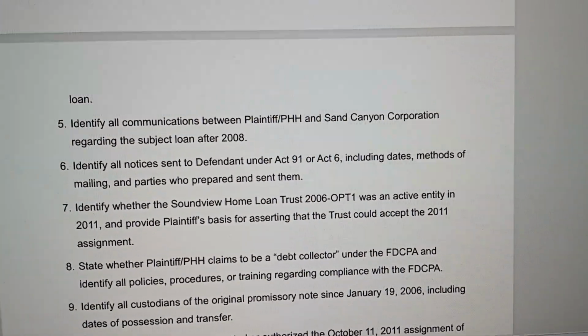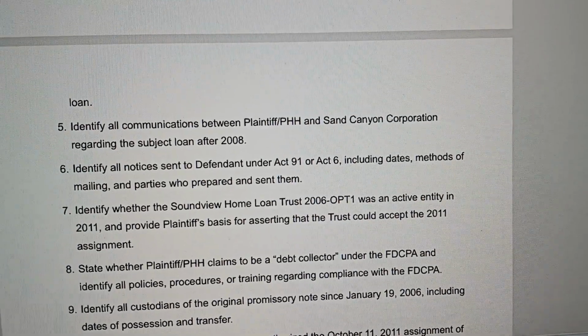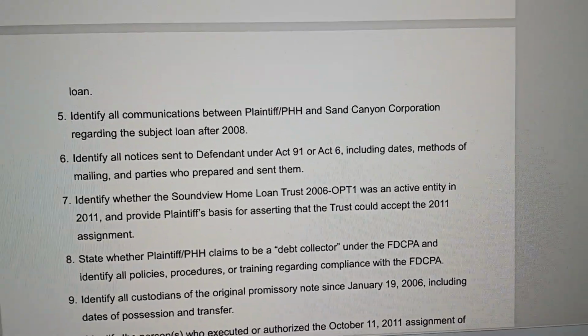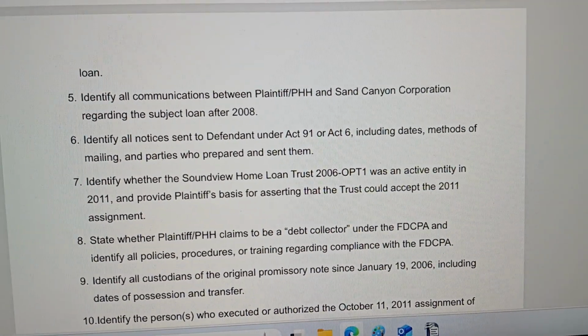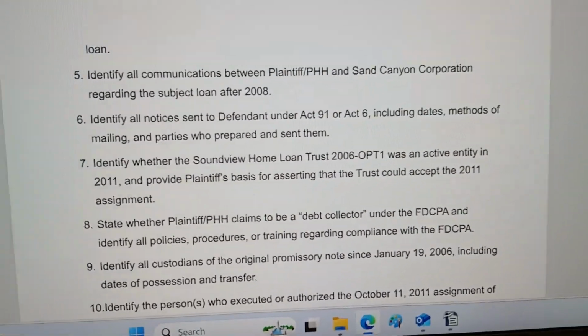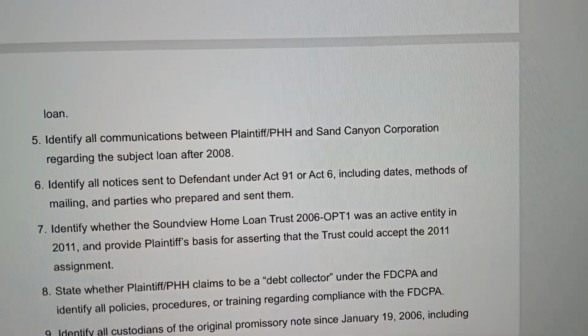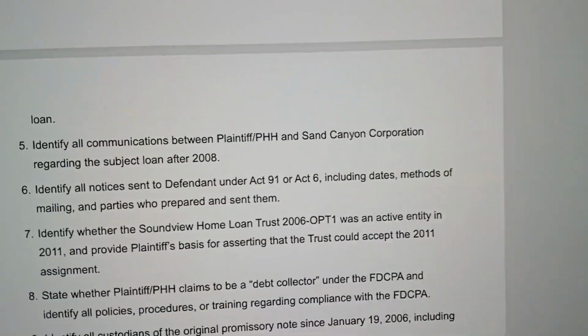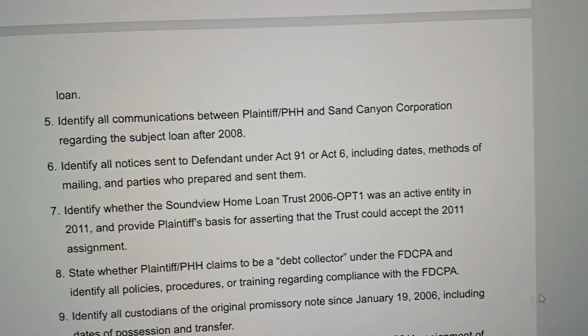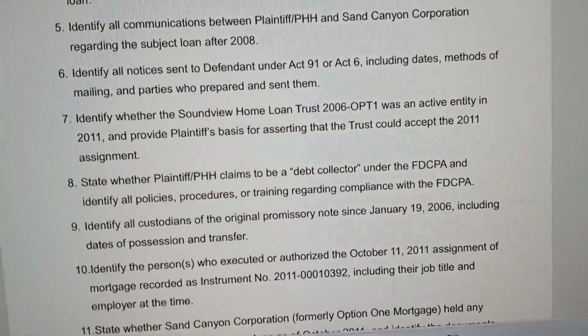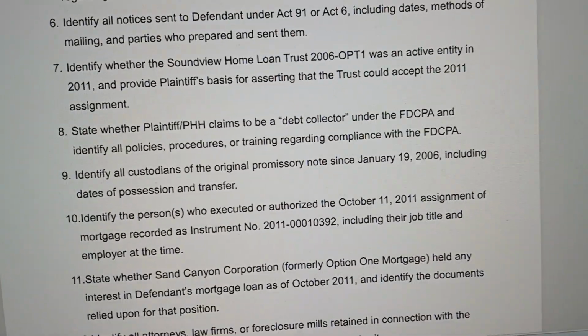Identify whether the Soundview Home Loan Trust was an active entity in 2011, and provide plaintiff's basis for asserting that the trust could accept the 2011 assignment. Okay, now these are tailored to his situation, guys. You want to tailor your questions to your specific situation. So we won't go through each one of them, but I just wanted you to get an idea of what his interrogatories look like.